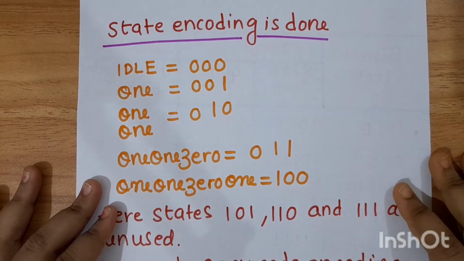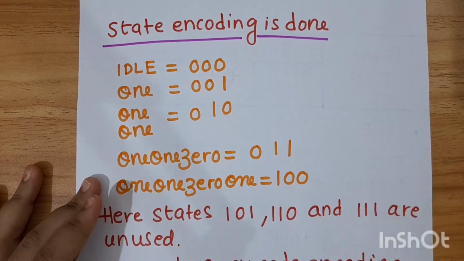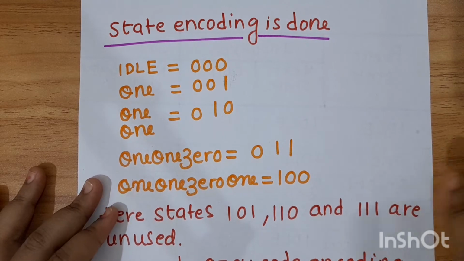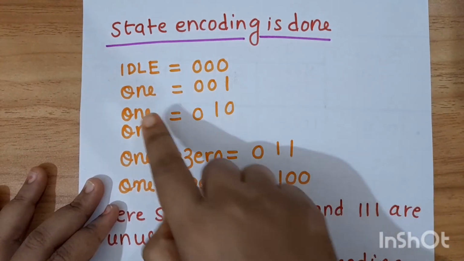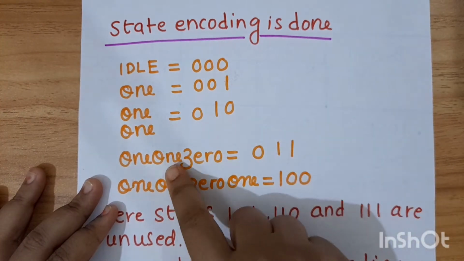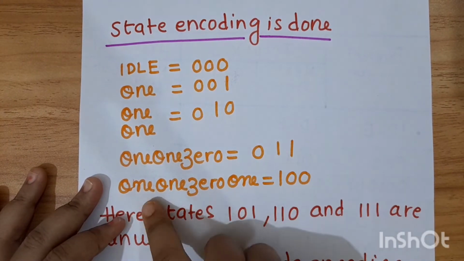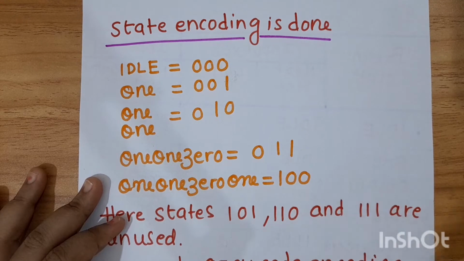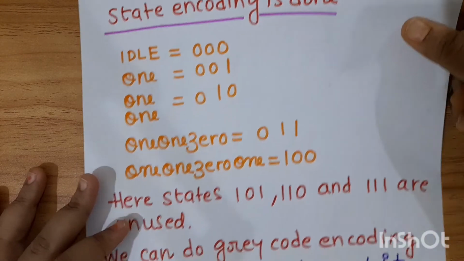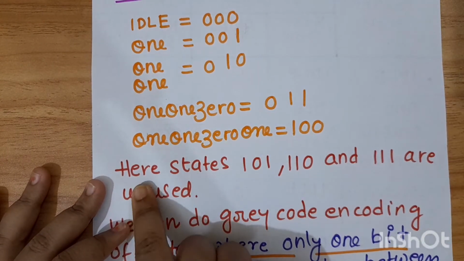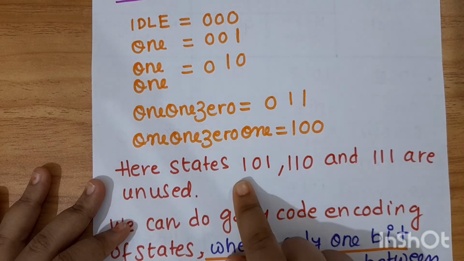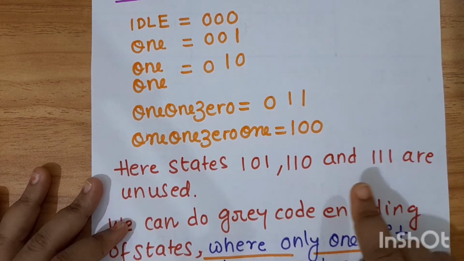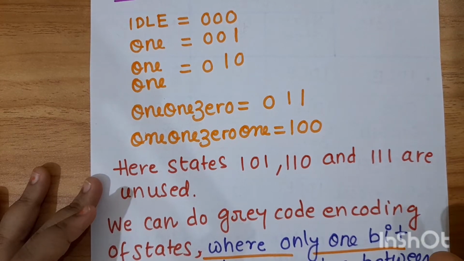Here I am doing the state encoding. First of all, let me do the binary state encoding. Then the idle is 000, 1 is 001, 11 is 010, 110 is 011, and 1101 is 100. So binary state encoding has happened. And here, as there are 5 states, 3 states are unused: 101, 110 and 111. They are unused.